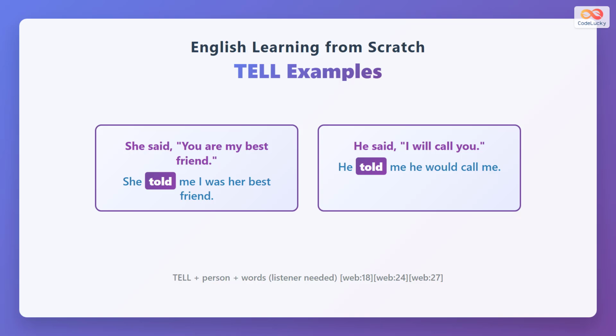Tell is used when the listener is mentioned. For example, she said, "You are my best friend," becomes she told me I was her best friend. He said, "I will call you," becomes he told me he would call me. Tell always needs a listener.